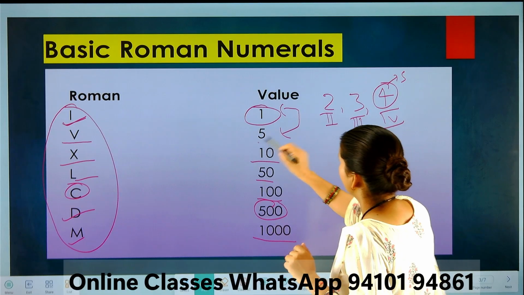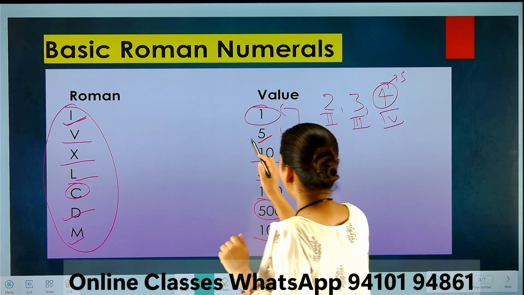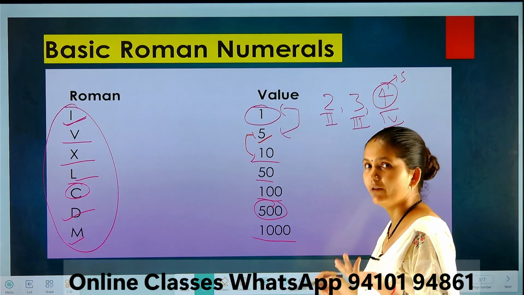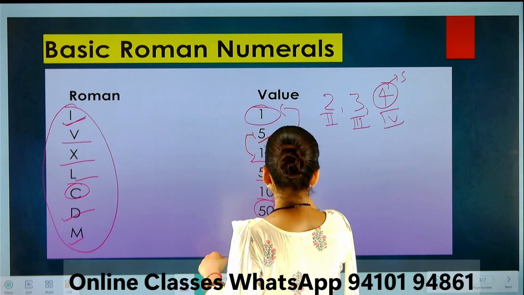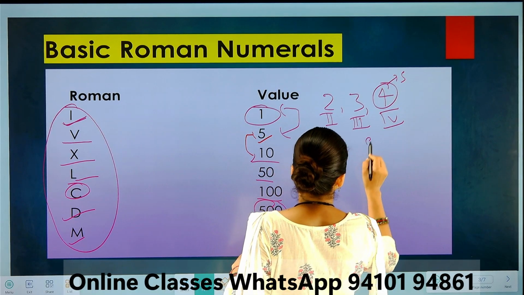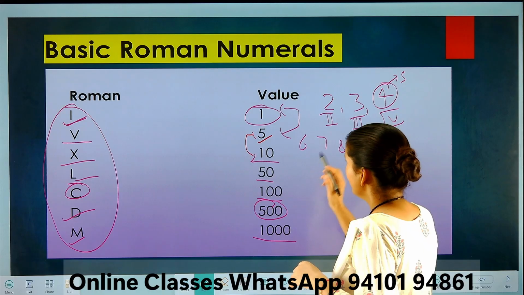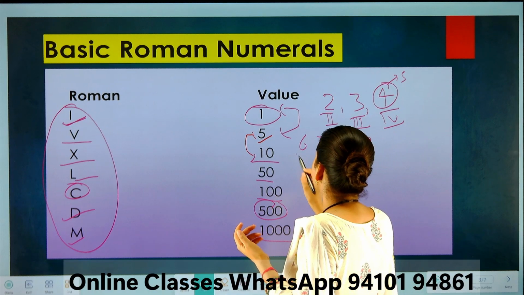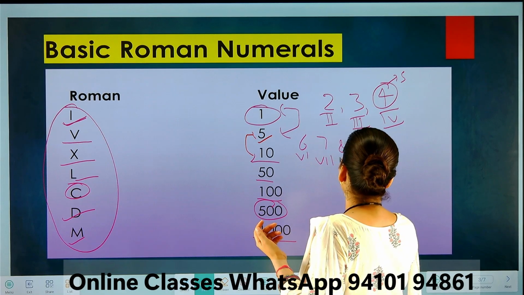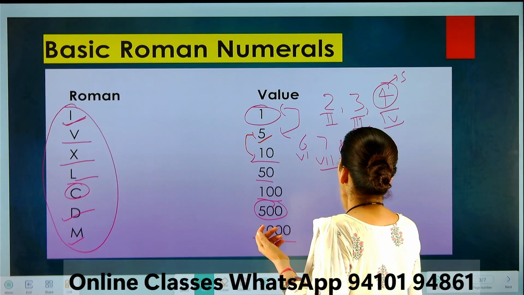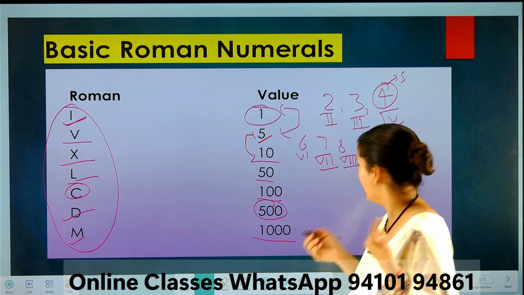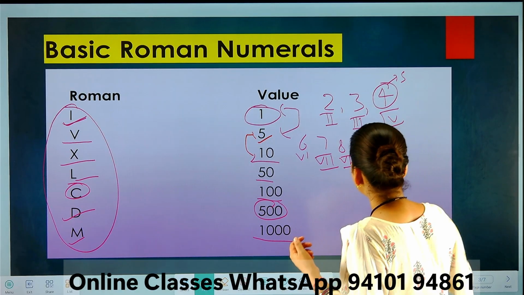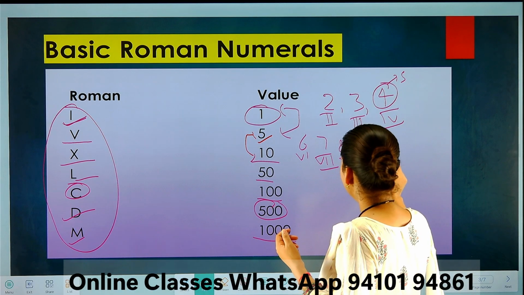Next, 5 is already given here, then 6. Now look here at 5. Between 5 and 10, how many numbers are there? 6, 7, 8, 9. 6 we can write as 5 plus 1, so VI. 7 is VII, 8 is VIII, and now it's turn for 9. So how will we write it? IX is 9.